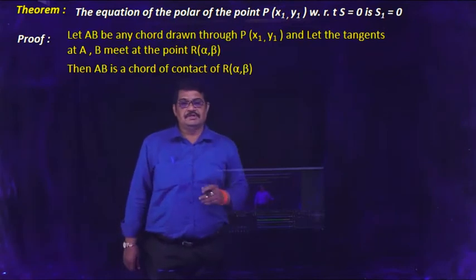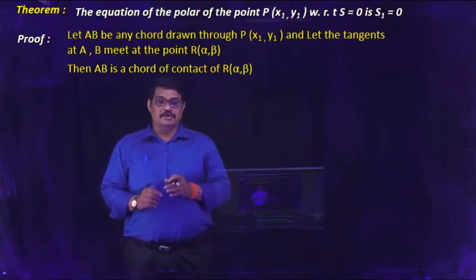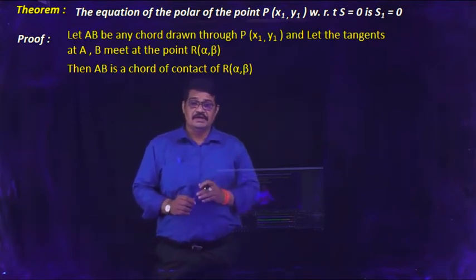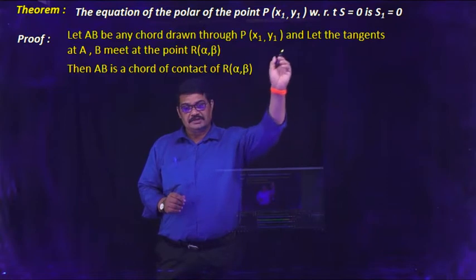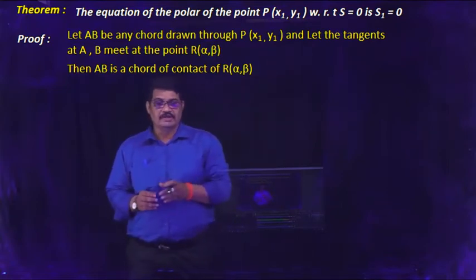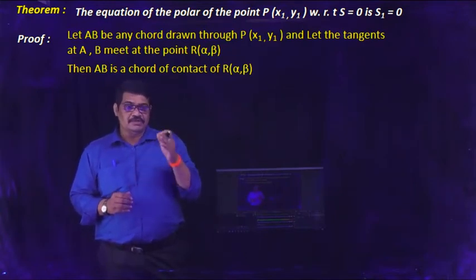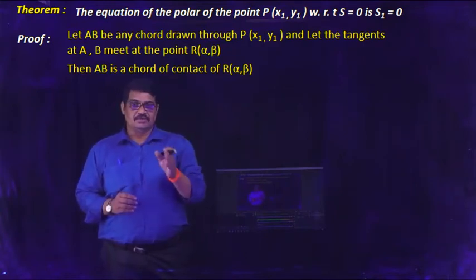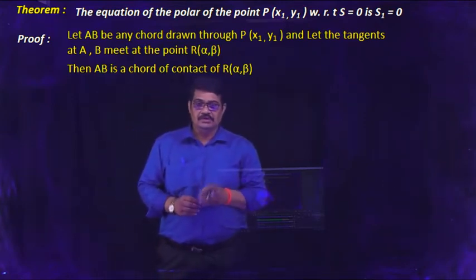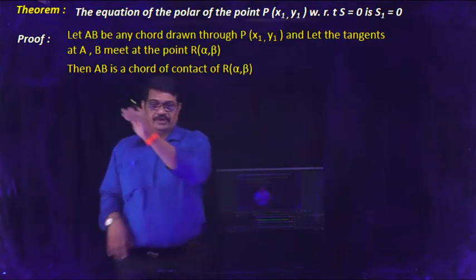See the theorem. The equation of the polar of the point P(x1, y1) with respect to the circle S = 0 is S1 = 0. This is the theorem: we have to find the polar of a point P(x1, y1) with respect to the circle S = 0, and that equation is S1 = 0. Now we are proving this theorem. So see the proof here.